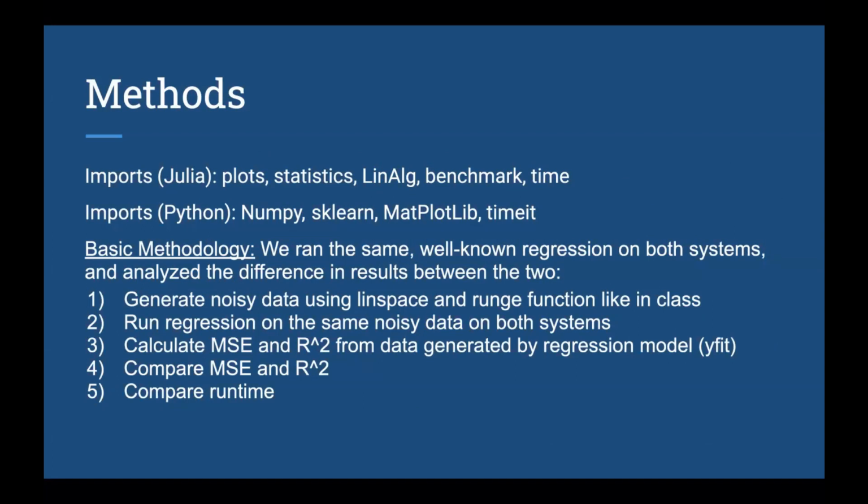Our approach was we ran the same well-known regression on both codes, and we analyzed the difference in the results between the two. So we took generated noisy data, which was gathered using linspace and the Runge function, and we ran regression on the same data for both scikit-learn as well as Julia's linear algebra library. And we calculated the mean square error as well as the R-squared score from the regression, and then we compared them. And we also compared the runtime.